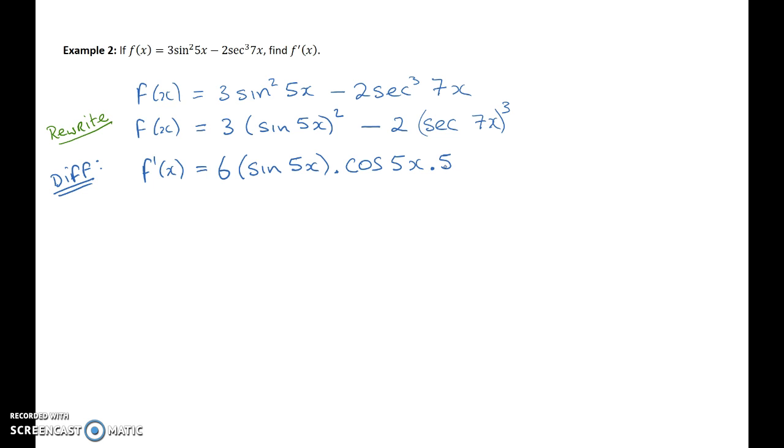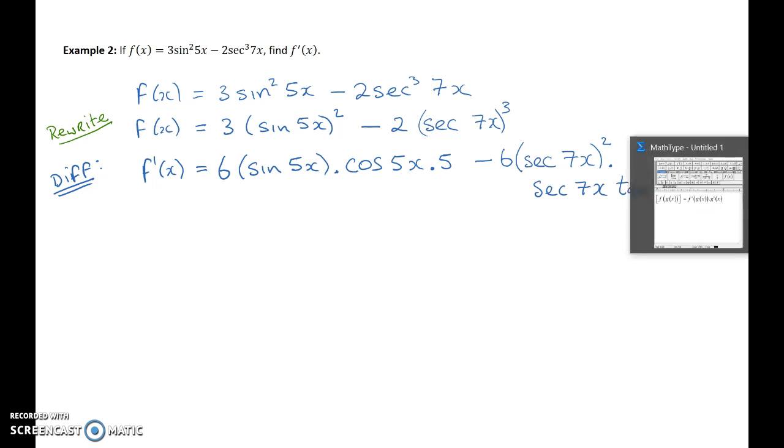So multiply down by the power. Negative 2 times 3 is negative 6. You keep the inside the same. So secant of 7x and reduce the power by 1, it's squared. And then you multiply by the derivative of what was inside. So we had secant 7x inside. The derivative of secant is secant tangent. So it's going to be secant 7x times tangent 7x. And then we multiply by the derivative of the 7x, which is 7.